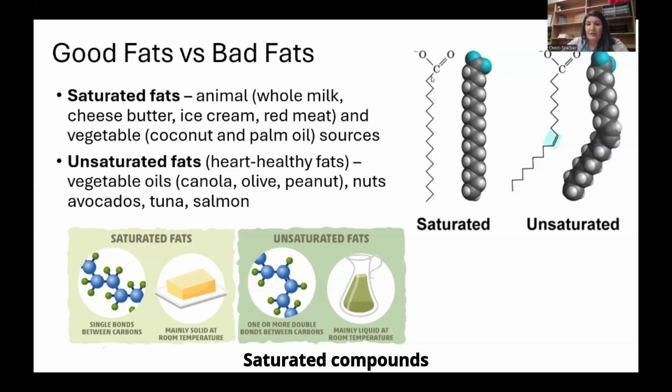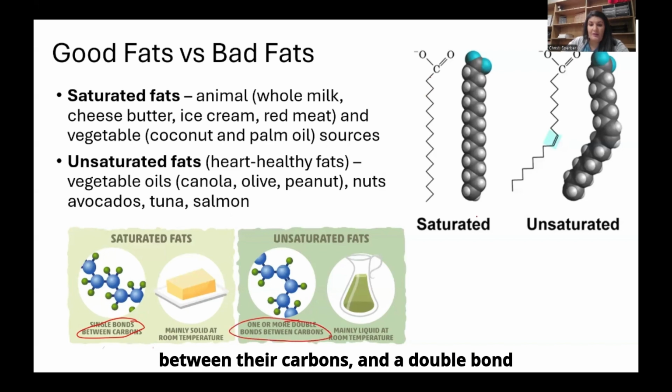Saturated compounds have all single carbon-carbon bonds. Right here, you can see that they have single bonds between carbons. Unsaturated fats have one or more double bonds between their carbons. A double bond is indicated by this double line right here between two carbons, and we'll go over what that looks like a little bit more. But that's the difference between saturated and unsaturated fats.